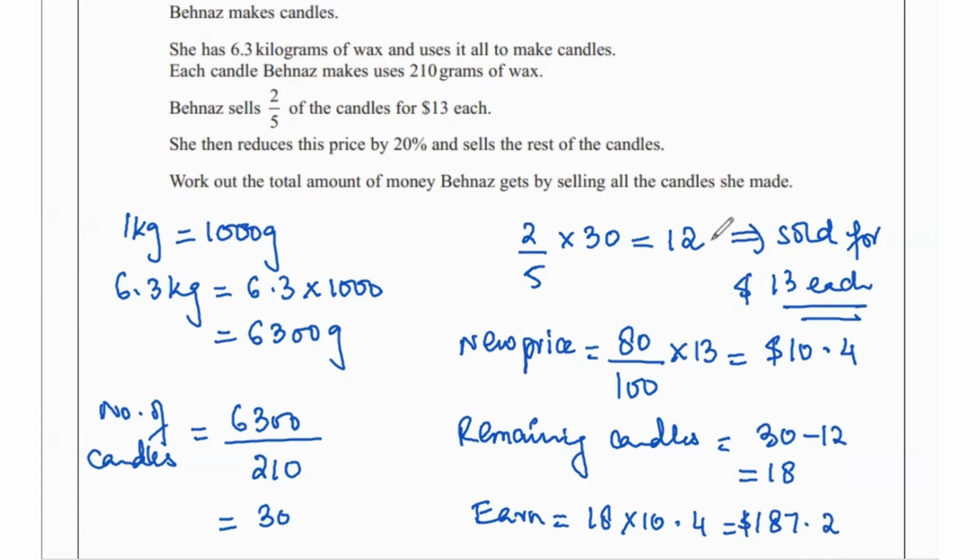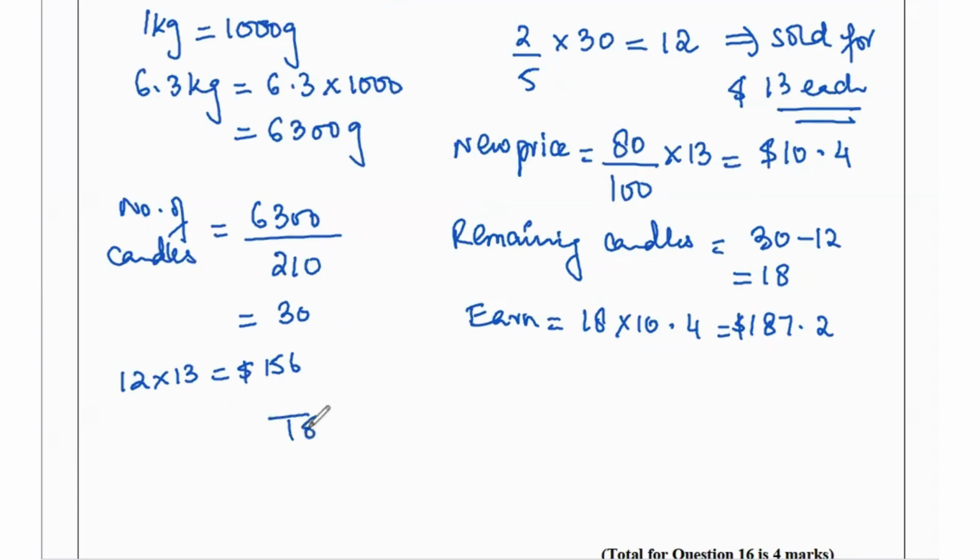And from the 12 candles, 12 times 13, that's 156. So the total is going to be 156 plus 187.2. That's going to give us $343.2. That's what she's earning.